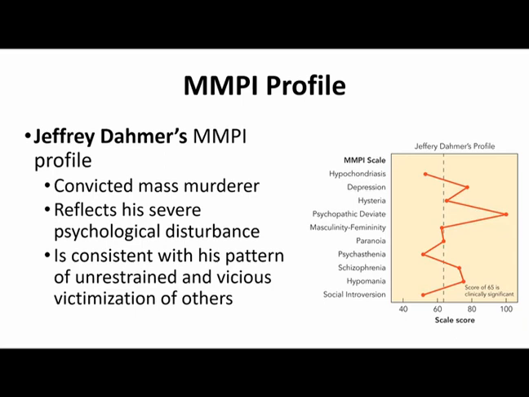For an example of an MMPI profile, the textbook provides that of Jeffrey Dahmer, who was a convicted mass murderer. And so we can see that he scored very high on things like psychopathic deviant, showing that he has severe levels of psychological disturbance. We can also see that he scored high in things that were related to schizophrenia or hypomania, even depression, where anything above a score of 65, where this dashed line is, shows a significant deviation from what they would consider normal. So there are quite a few points here where this mass murderer scored high in terms of psychological abnormality.